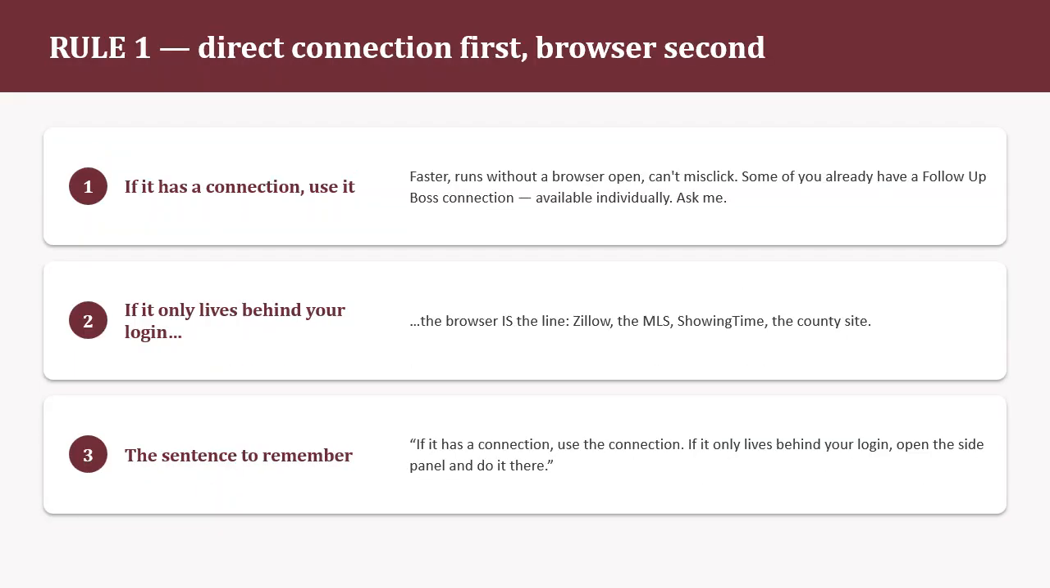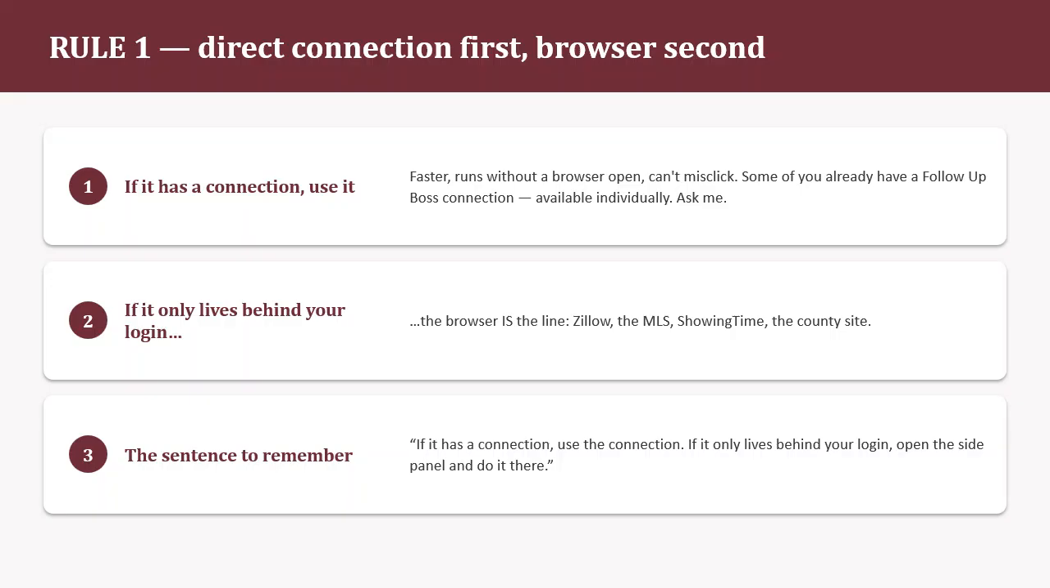Now the first of two rules, and these two rules are the entire class, so lean in. Rule 1. Direct connection first, browser second. Some systems already have a direct line to Claude, no browser needed at all. When that direct line exists, use it every time. It's faster, it runs without a browser window open, and it can't misclick, because there's no clicking involved. It's plumbing, not driving. Follow Up Boss has one, and some of you already have it hooked up. Those connections are available for any of you individually. So if you want yours, ask me, and we'll set it up.